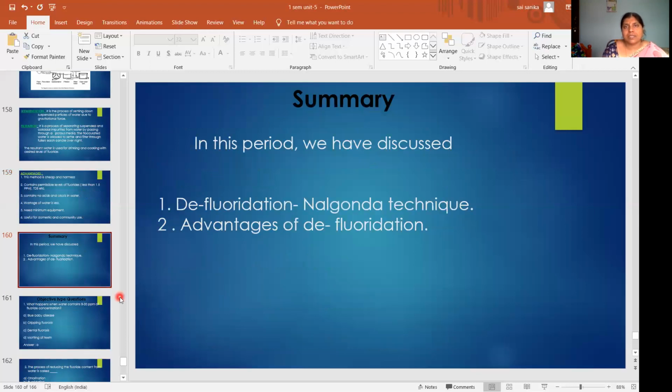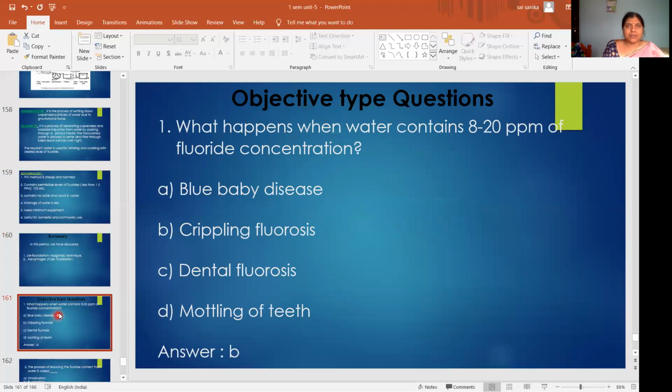So what have we discussed in this period? In this period we have discussed defluoridation, the Nalgonda technique, and the advantages of the Nalgonda technique. So see here, objective type questions. What type of objective type questions do you expect from this topic?